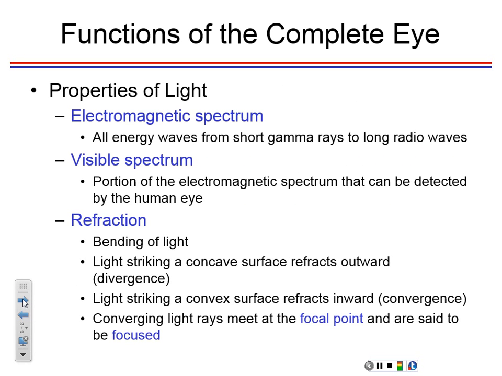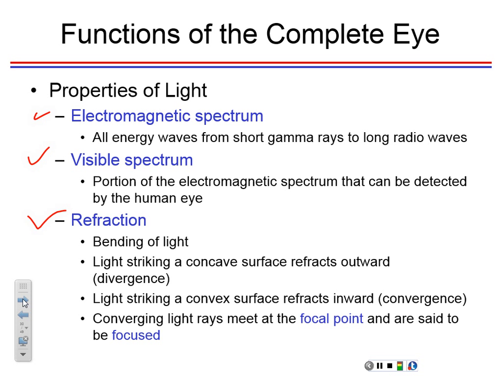Okay, so the electromagnetic properties of light. They're all energy waves, from the gamma rays all the way to the radio waves, which are long. The gamma rays are very short. And the visible spectrum is so small, you'll probably laugh. But that's where all the colors that we can see are. The rest of the spectrum we can't see. X-rays, infrared and whatnot, we can't see all that. So it's the portion of the electromagnetic spectrum that the eye can see. It's very, very short.